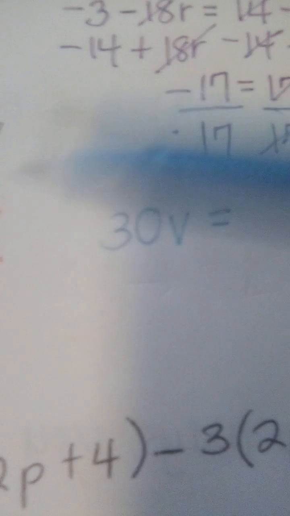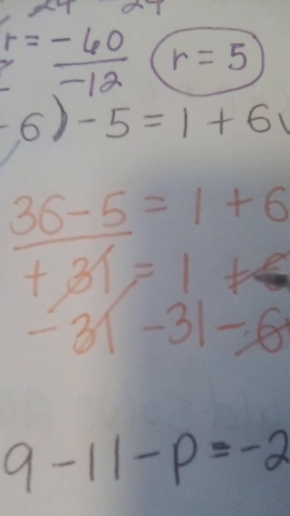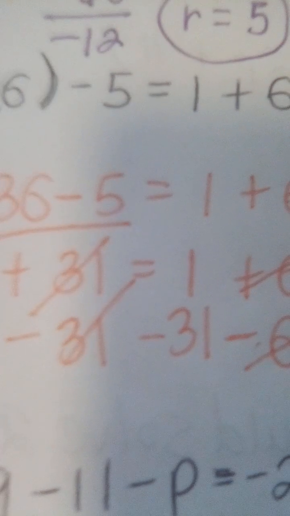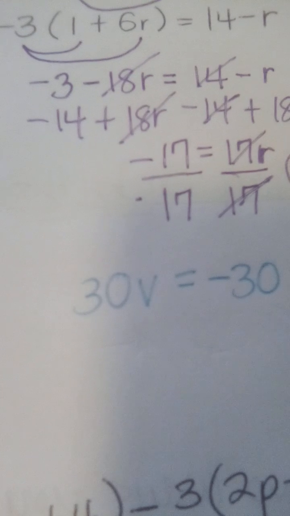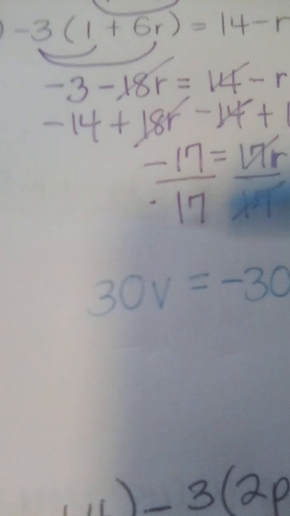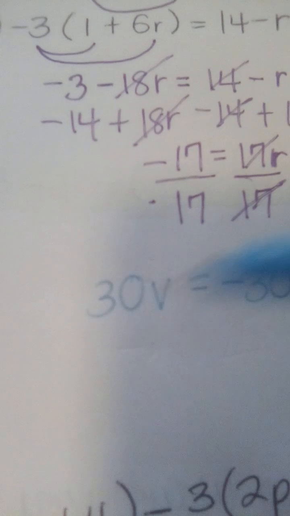All right. We have 1 minus 31. That gives us 30, right? Negative 30. All right. We have this part so far. Then we divide 30 to both sides, right?